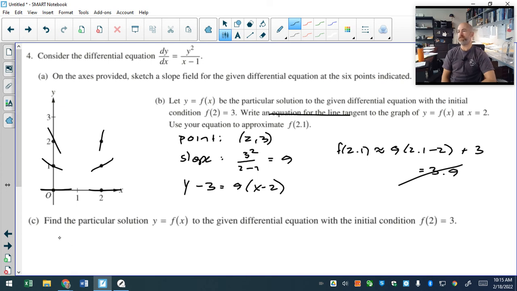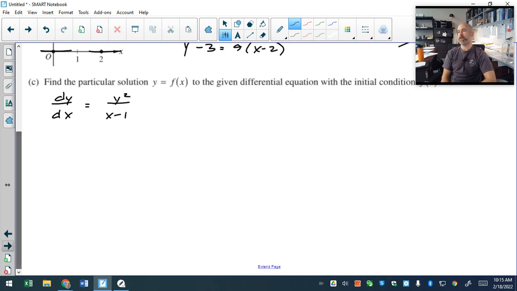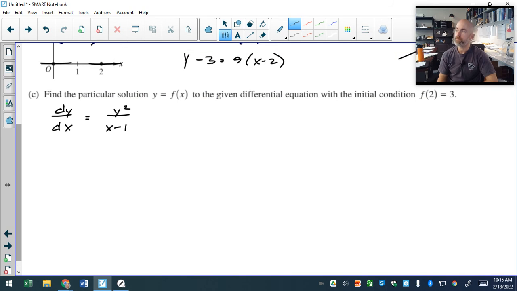Number C. Find the solution to the differential equation. I'm going to need a lot more room than I have right here, so let me copy the differential equation. Y squared over x minus 1. And then let's scroll down and see what we can do here. Find this solution. Can you separate it? The separation would be dy over y squared equals 1 over x minus 1 dx. You okay with that?